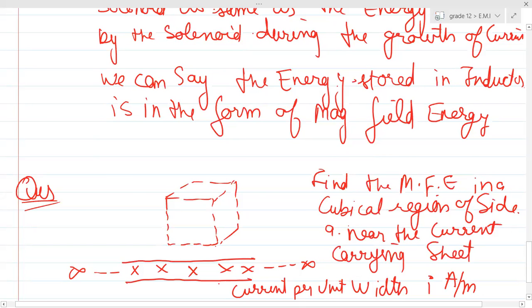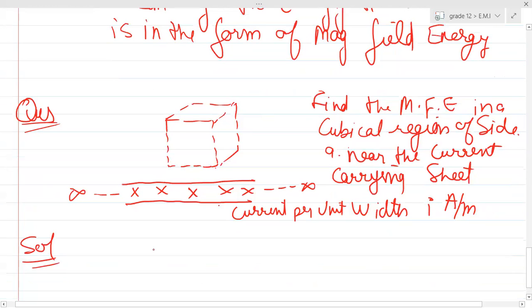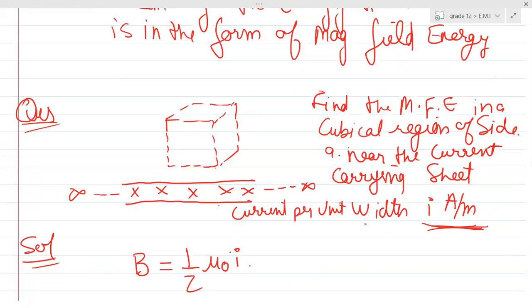And for those who forgot what is the magnetic field due to a current carrying sheet, I'll remind you. The magnetic field due to a current carrying sheet is given by half into mu naught into small i, this i in ampere per meter. So the magnetic field is given to you. You just need to use this magnetic field and calculate the energy. How will you calculate the energy? Energy density multiplied by the volume, right? Yes or no? Yes, sir. Chalo, quickly find out the answer.